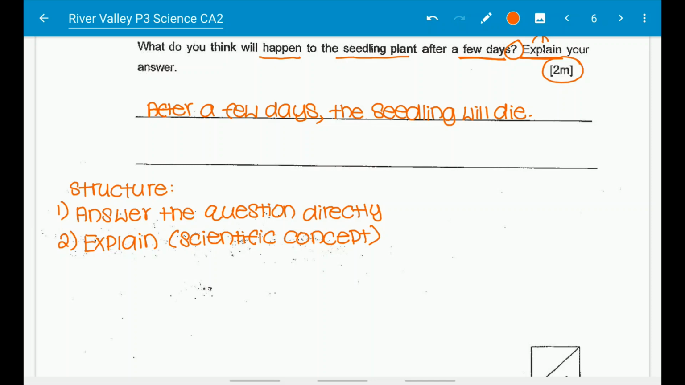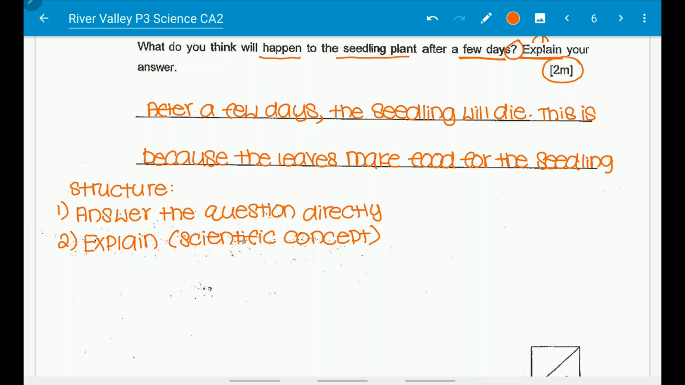Okay, this is because the leaves make food for the seedling. Okay, but is that all? No, right? Because we still don't know why the plant will die. Okay, we only know, oh, because the leaf makes food for the plant, but then why will it die if it has no leaf? Right?